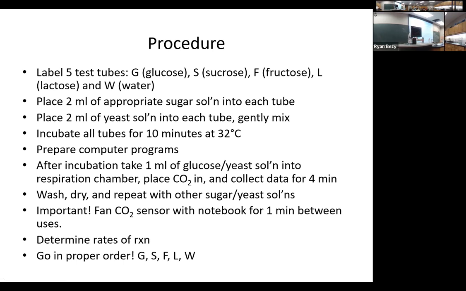Make sure you're also going in the right order. Go in the order of glucose first, then sucrose, then fructose, then lactose, and water at the end. Please go in that order. It just helps the experiment work a little bit more properly. Questions about that?